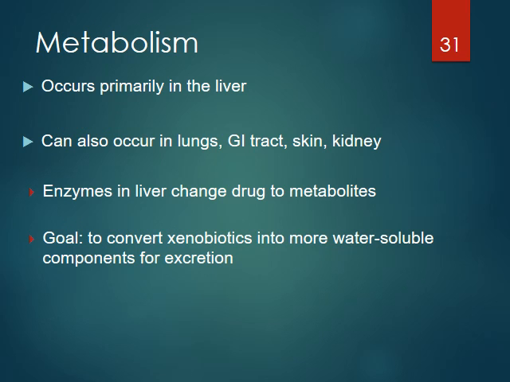You'll see that metabolism of medications occurs primarily within the liver, but it's not exclusive to that organ. You can see metabolism of drugs occurring within the lungs, to some degree the GI tract, the skin, the kidney, even the blood has certain enzymes in it, like hydrolases and things like that, which can metabolize certain substances. Again, we'll see that enzymes within the liver function to change drugs over to their metabolites. So you'll see that as a pretty big term we'll use moving forward. And then the basic goal here is that we're converting these xenobiotics into more water-soluble components where they can be excreted.